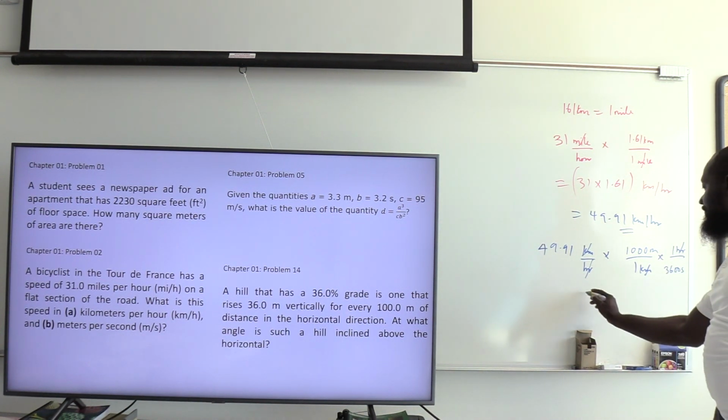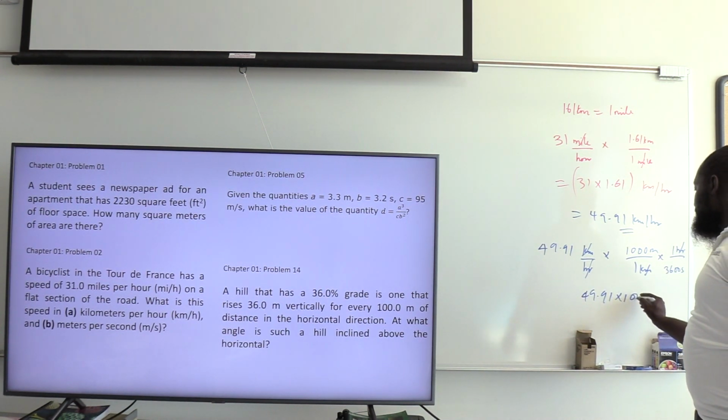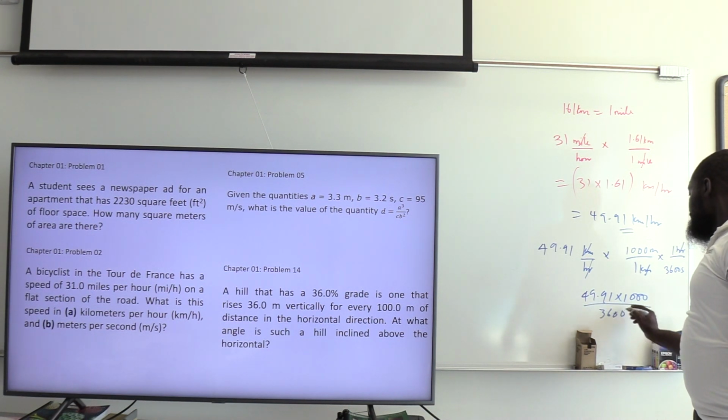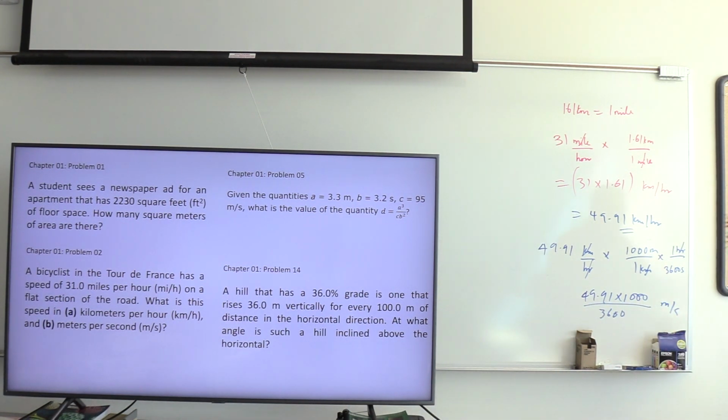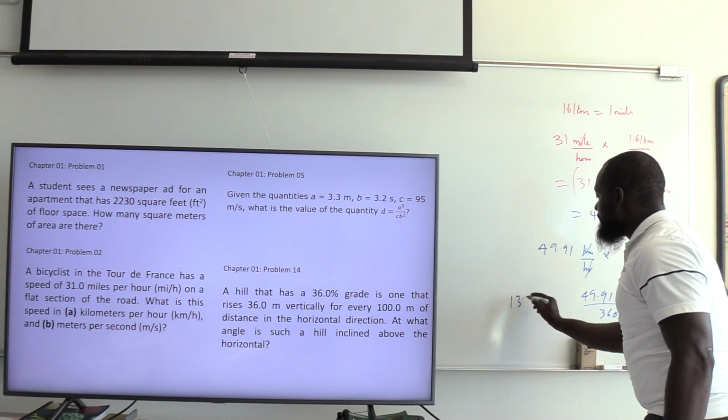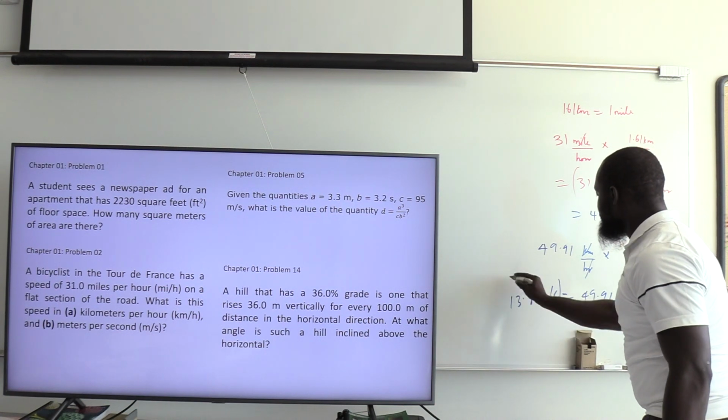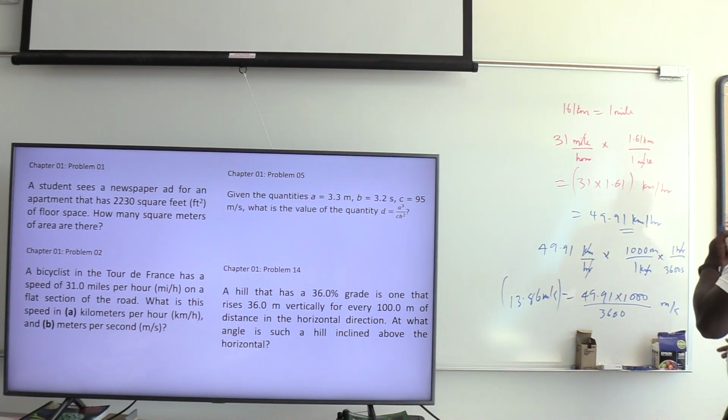So it becomes 49.91 times 1,000 divided by 3,600 meters per second. And that solves the problem. So I do 49.91 in my calculator, times 1,000 divided by 3,600. 13.86. So 13.86 meters per second. And that becomes the answer for the part B.